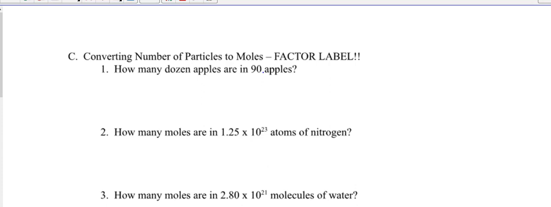We are going to factor label once again. It says, how many dozen apples are in 90. point? I put a little point there. Maybe you can do that too, because it'll have 2 sig figs then. How many apples?